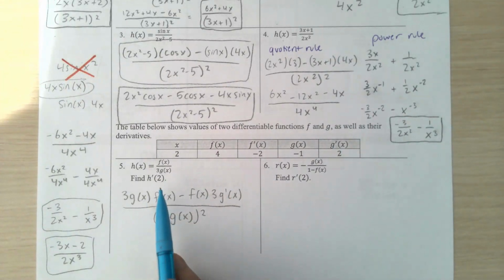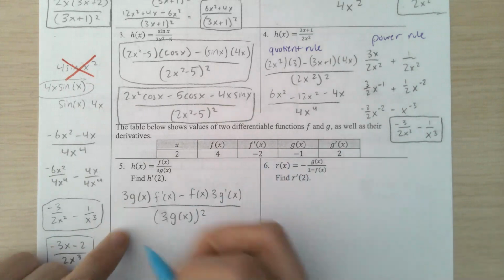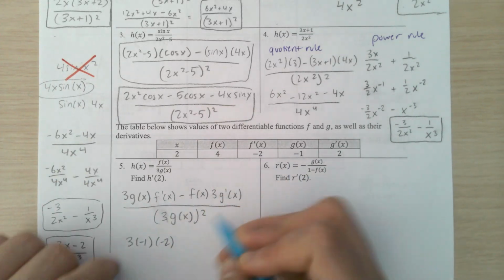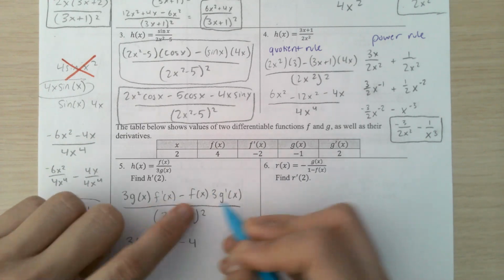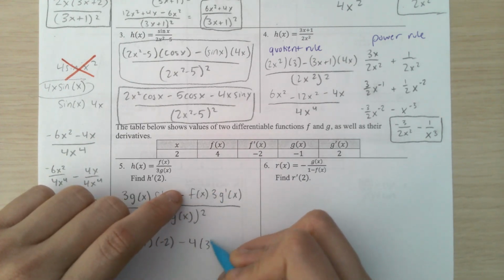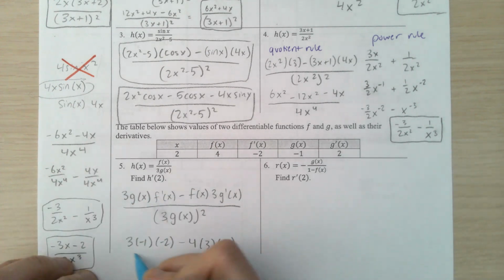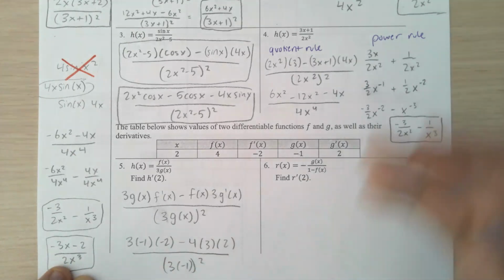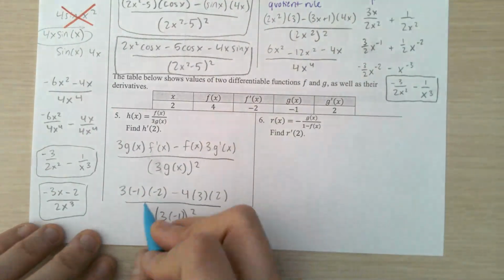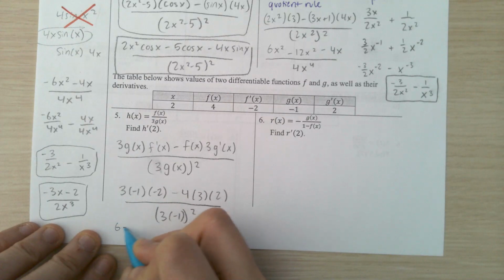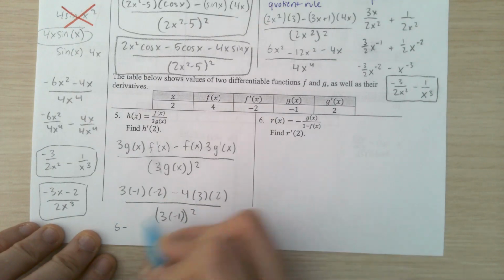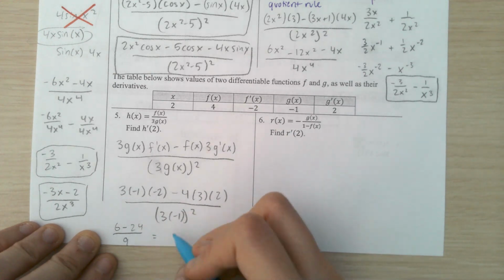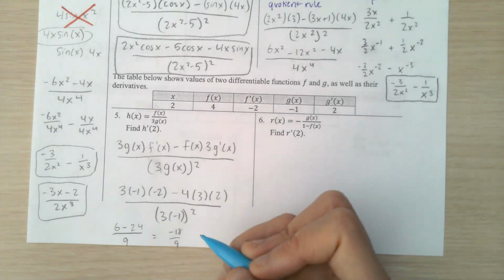And then we just plug in for 2. So g of 2 is negative 1. F prime is negative 2. F is 4. And then we have 3. And then g prime is 2. All over 3 times g, negative 1 squared. So we have 6 minus 6 times 4 is 24, all over negative 3 squared is 9. So we get negative 18 over 9, which is negative 2.